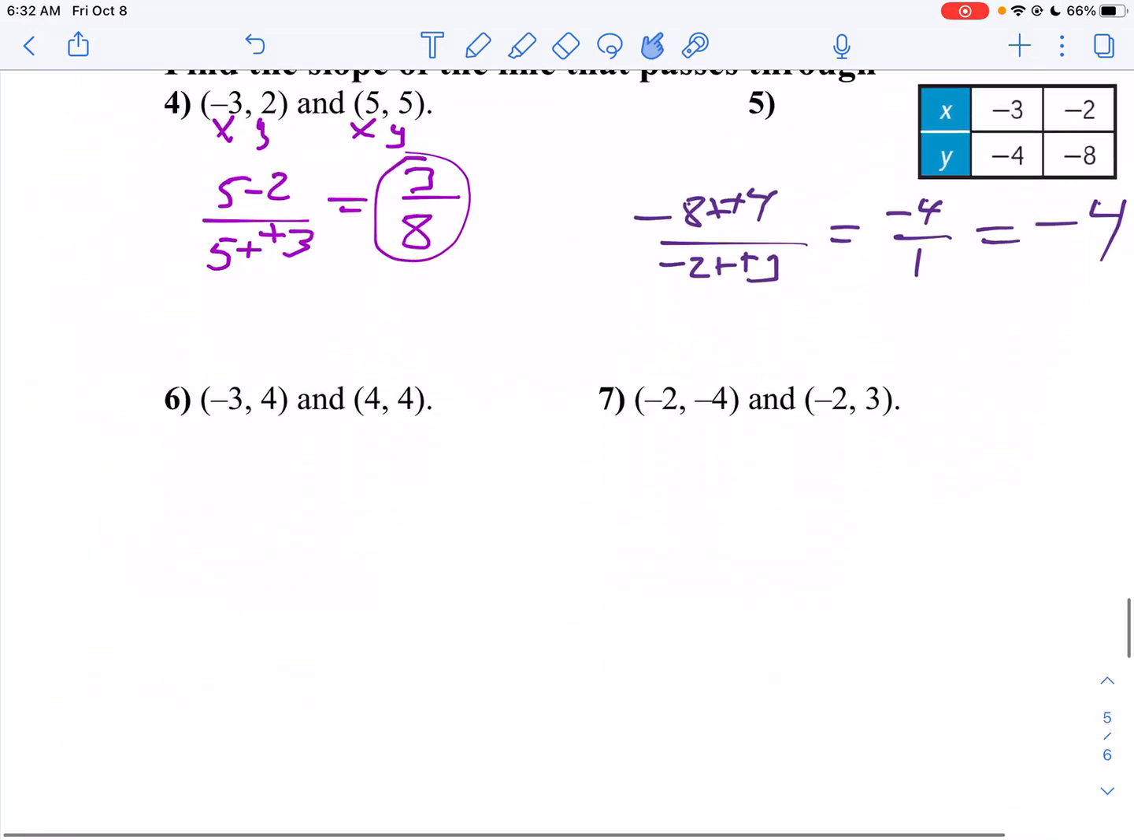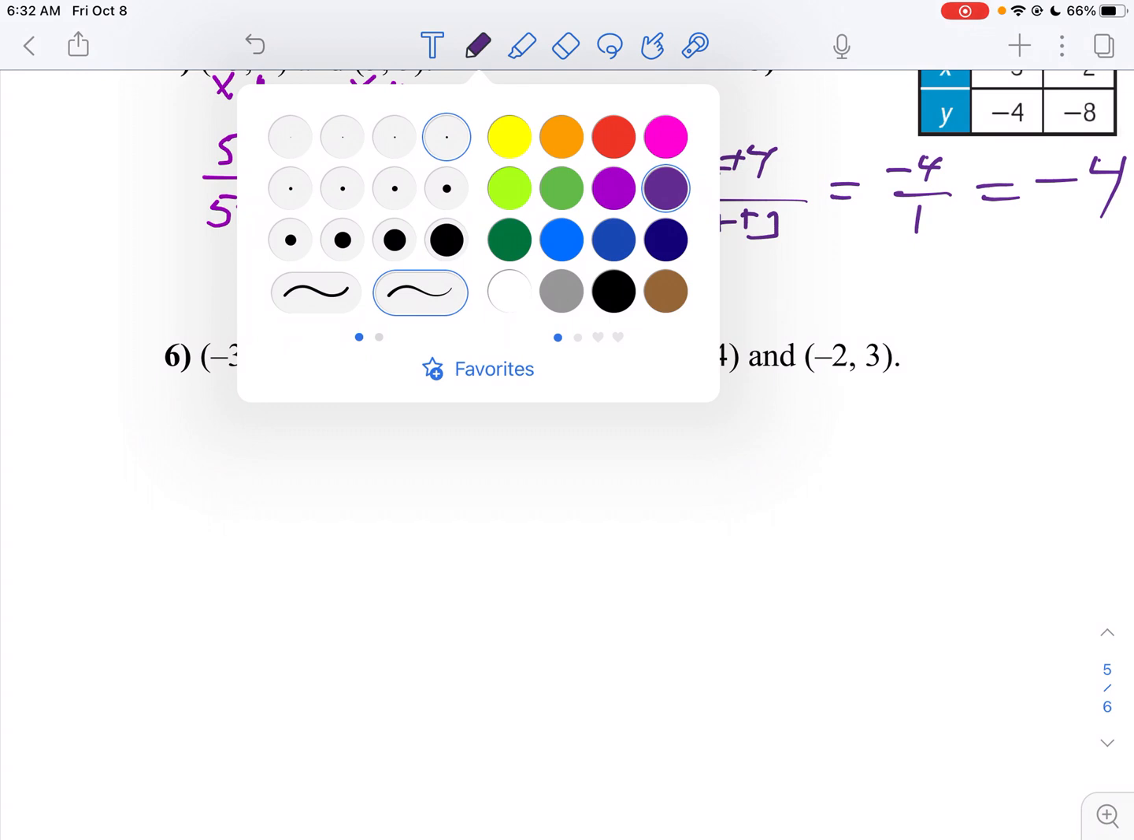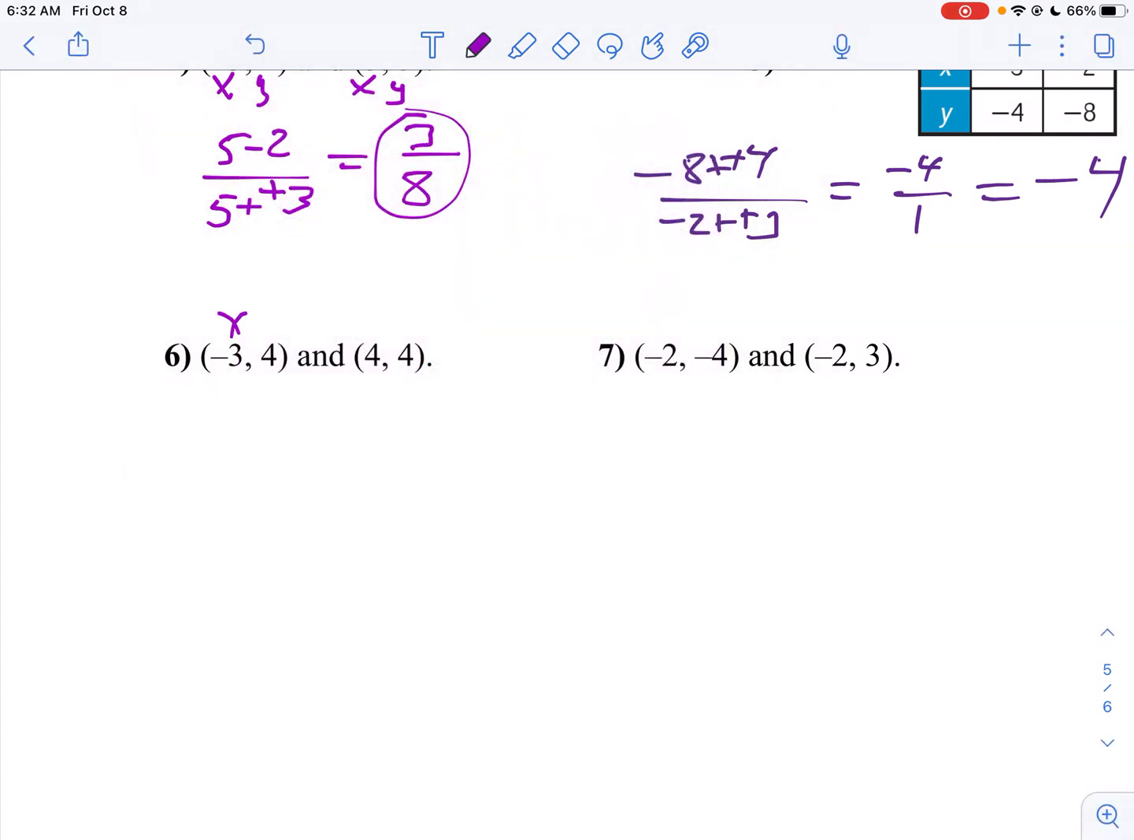Let's take a look at number 6. On number 6, I'm going to subtract my y's, so x, y, x, y. So I'm going to say 4 minus 4 all over 4 minus a negative 3. 4 minus 4 is 0. 4 minus a negative 3 is 7. 0 divided by 7 is 0.